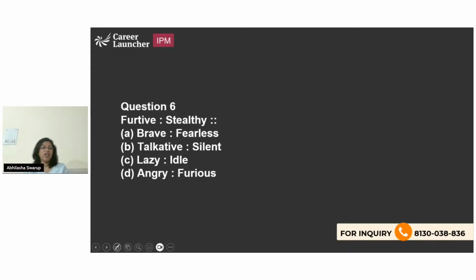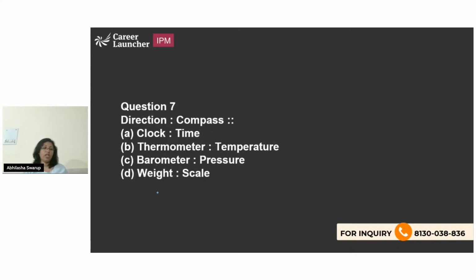Furtive and stealthy. Furtive is something done in a stealthy manner, so they are synonyms. Okay. Again, I'm looking for a relationship where you have synonyms. Brave and fearless is a very good set. Talkative and silent are antonyms. Lazy and idle are different in meaning. Idle means not having anything to do. Lazy means not wanting to do anything. Angry and furious is a degree relationship, a difference in degree. Okay. All right. The next one.